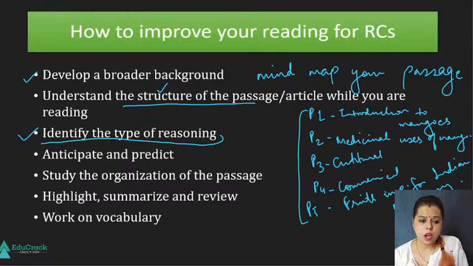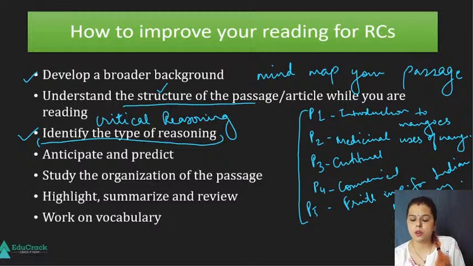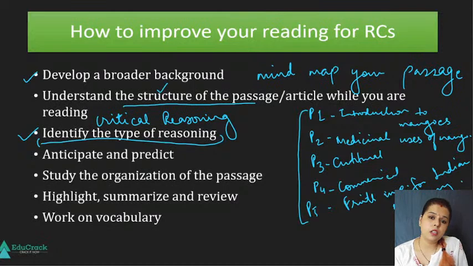All right. So how do we identify the type of reasoning? We need to have a sound understanding of the topic called critical reasoning, right? What is the premise? What is the conclusion? How do assumptions work? How do we strengthen an assumption, how do we weaken an assumption, or strengthen a conclusion and weaken a conclusion, and so on and so forth. So if we have a good understanding of critical reasoning, then identifying the type of reasoning is also important.